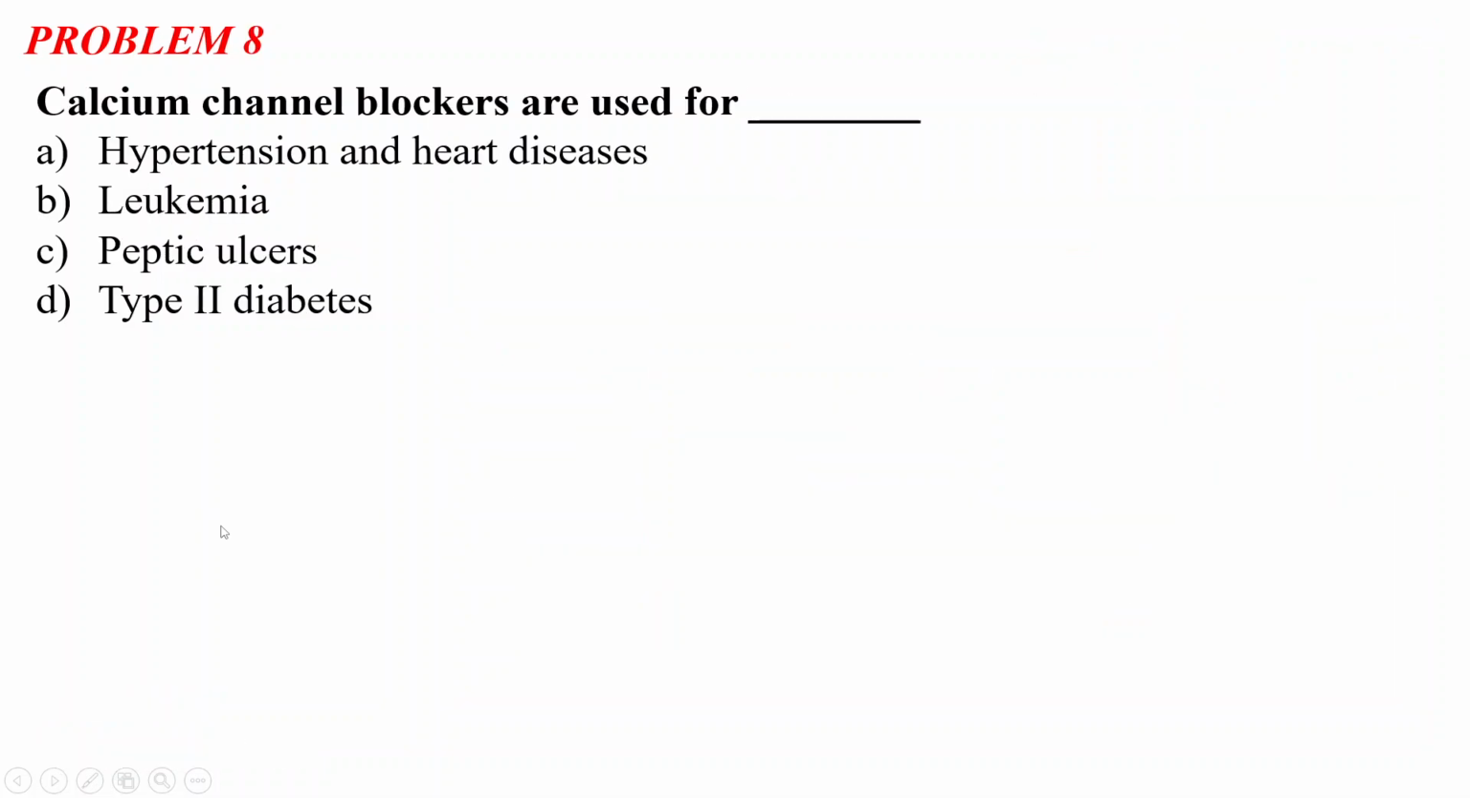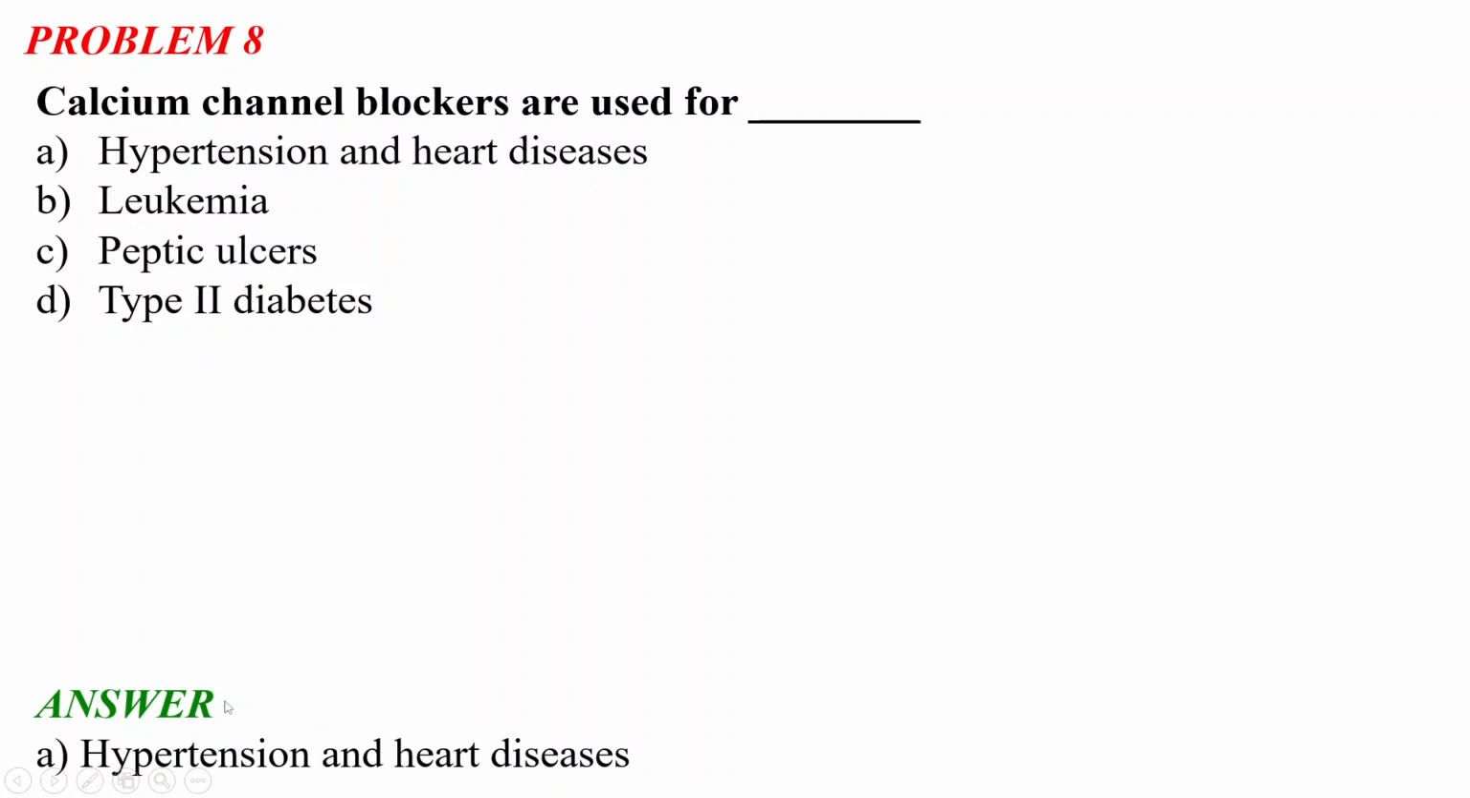Problem number 8 says that calcium channel blockers are used for: option A, hypertension and heart diseases; option B, leukemia; option C, peptic ulcers; option D, type 2 diabetes. Calcium channel blockers are a class of drug used for particular diseases, and you have to identify the correct answer. Let us see the answer first, and then we will discuss what calcium channel blockers are.